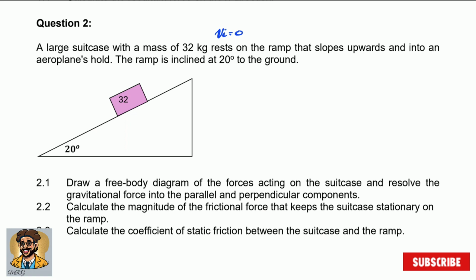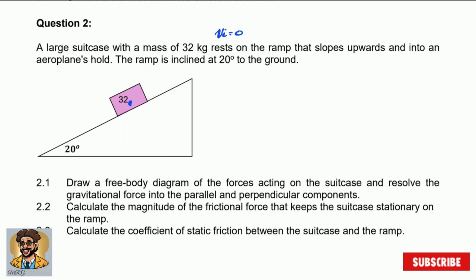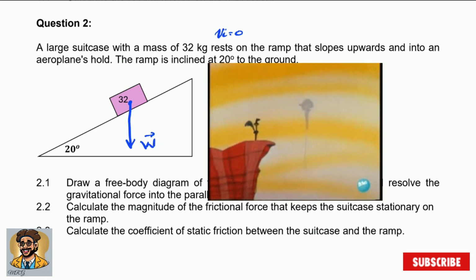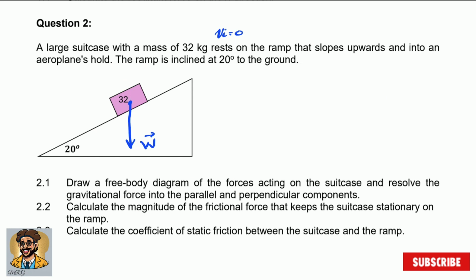In this case, I want you to resolve it into components. So what we're going to do is first represent the forces in the picture. That will help us a lot. What forces are acting on that box? First of all, you have weight pointing straight down. You do have the normal, which is perpendicular to the surface all the time, and that one will be pointing in this direction.